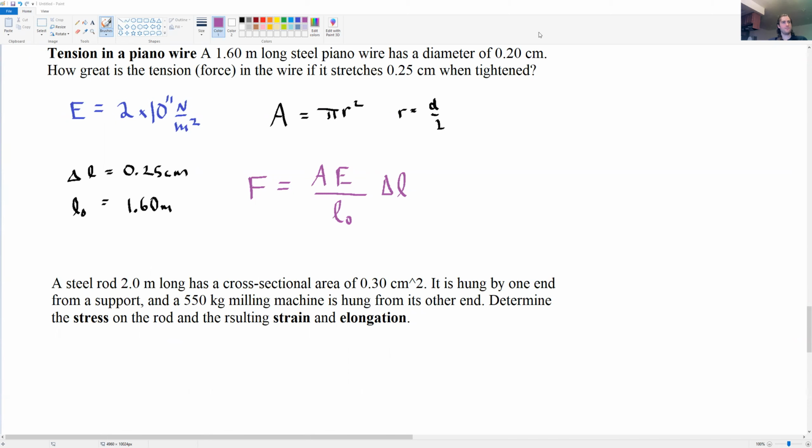Anyone else almost done? Once we have this area, we plug it in here. Make sure we convert our centimeters to meters. Young's modulus is just this number I gave here, 2 times 10 to the 11. That just goes in for E, delta L, and L0. We know everything on the right side.